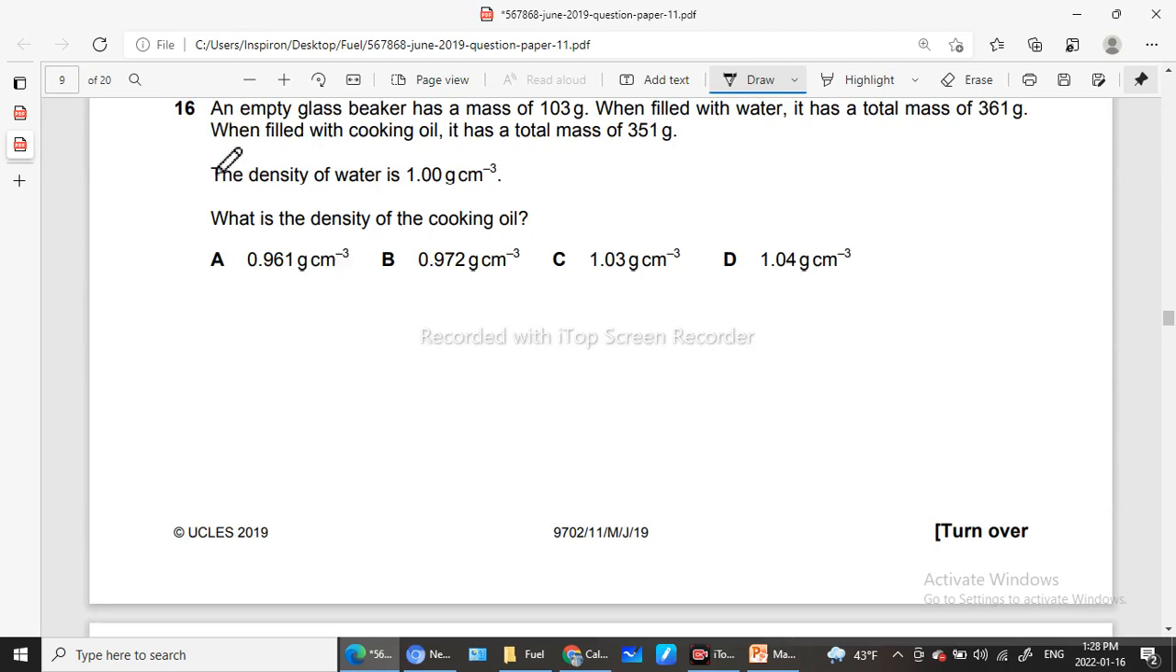Question 16. An empty glass beaker has a mass of 103 grams. When filled with water, it has a total mass of 361 grams. When filled with cooking oil, it has a total mass of 351 grams. The density of water is 1.00 gram per centimeter cubed. What is the density of the cooking oil?